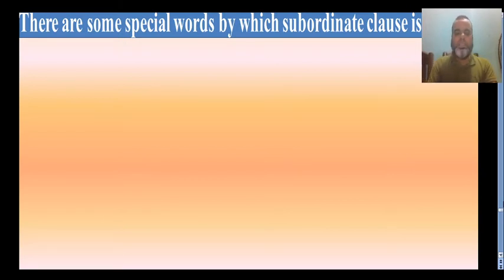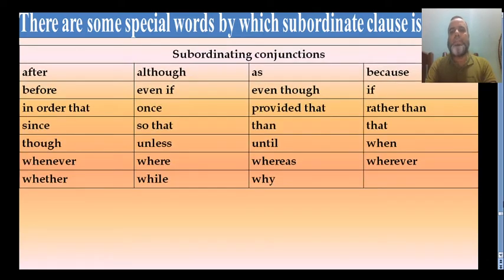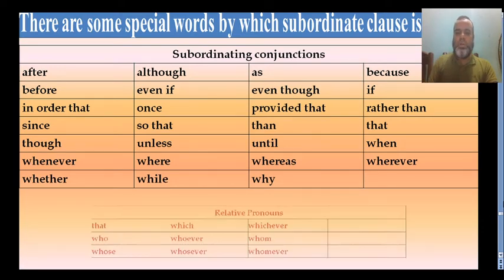Let us see, there are some special words by which a subordinate clause is formed. These are the special words. Subordinating conjunctions are after, before, in order that, since, though, whenever, whether, although, even if, once, so that, unless, where, while, as, even though, provided that, then, until, whereas, why, because, if, rather than, that, when, wherever.